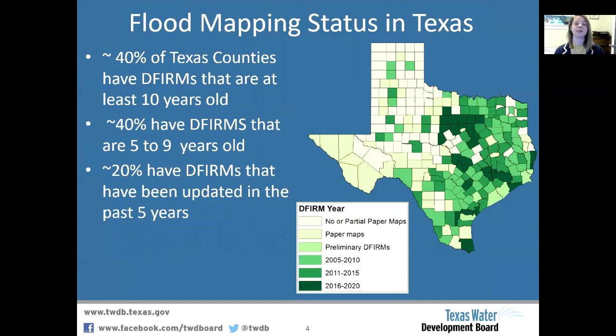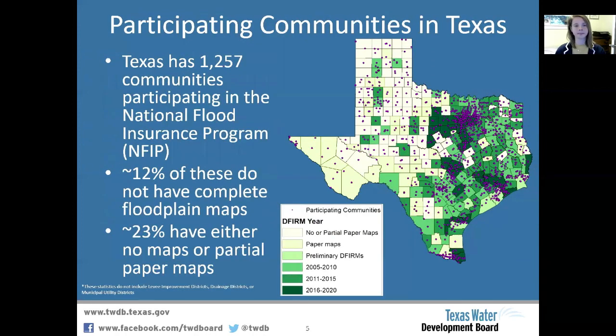And then of those DFIRMs, of the counties that do have those digital flood insurance rate maps, 40% are at least 10 years old or older. And then another 40% are from 5 to 9 years old. And then only 20% of those DFIRMs in those counties have been updated in the past 5 years. So you can see that we're looking at a lack of information and also old and outdated information.